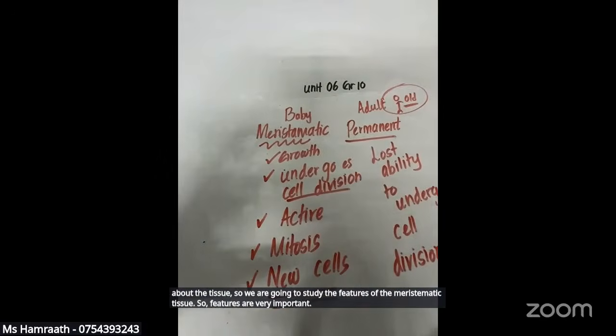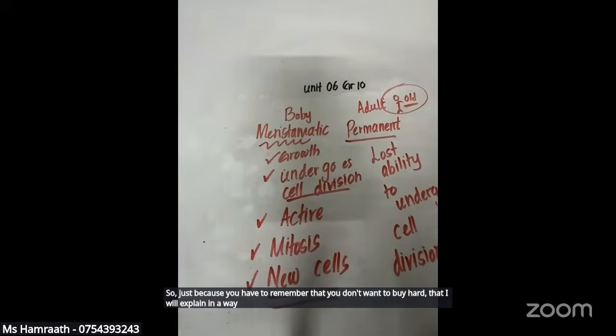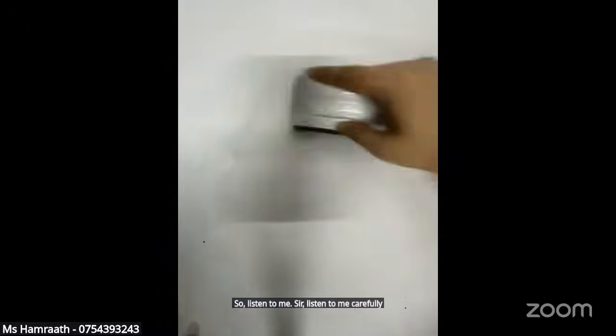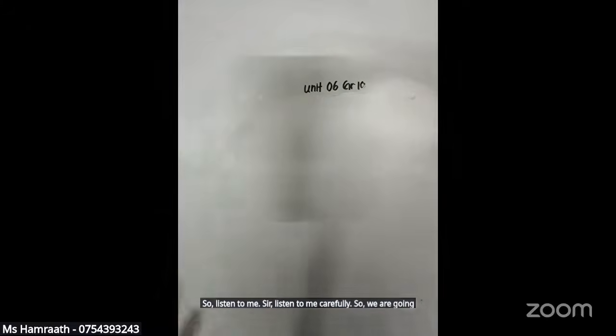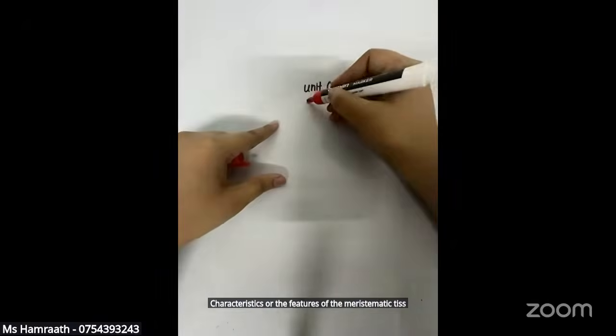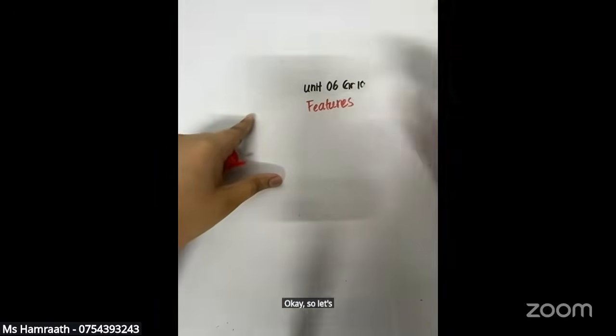In exam, they will ask you to write at least 3 to 4 features. You don't have to learn that by heart, I will explain in a way that you want to understand the features, okay? So listen to me carefully. We are going to study the characteristics or the features of the meristematic tissue. So let's write it as features here. Okay, so listen to me.